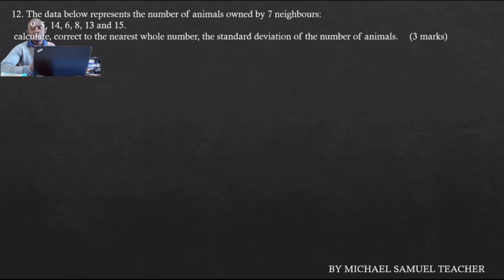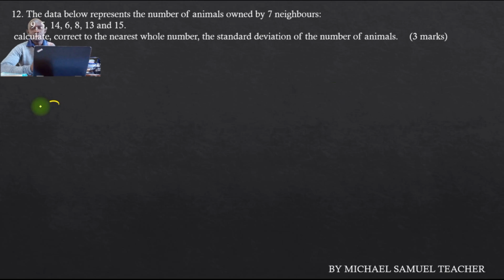So question 12. And in question 12, we have the data given for the number of animals owned by 7 neighbors: 9, 5, 14, 6, 8, 13, and 15. So the question requires that we find, correct to the nearest whole number, the standard deviation of the number of animals. So this is ungrouped data.